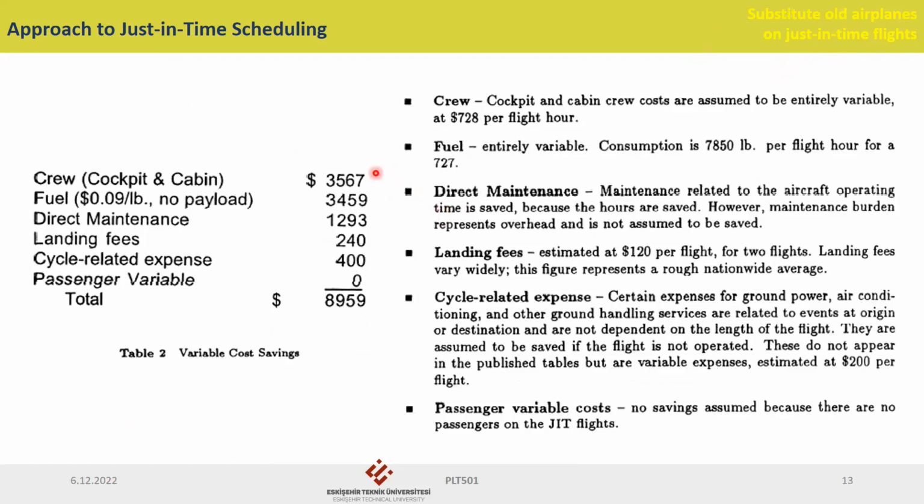Okay, and the other one is substitute old airplanes on just-in-time flights. Here, just-in-time is not always needed. JIT is not the key always, since all aircraft have variable costs. Yes, this is the reality. When they are on ground, there is no additional traffic. If just-in-time increases, okay, canceling just-in-time offers savings.